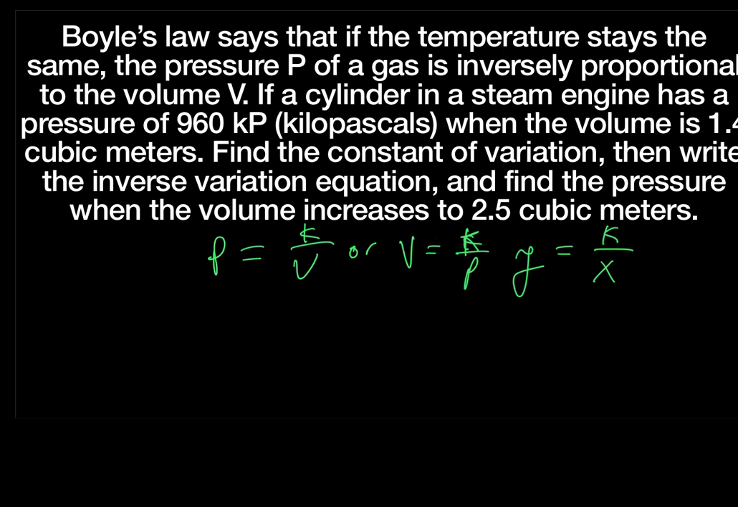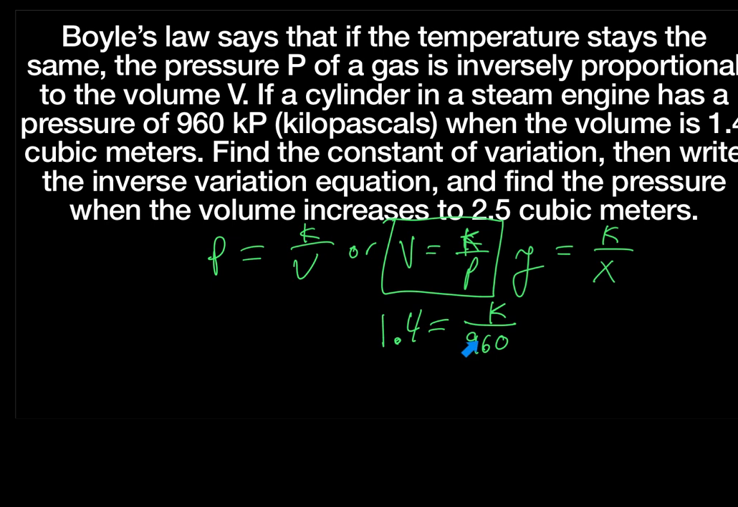So if I use this one, inversely proportional, it says when the volume is 1.4, the pressure is 960 kilopascals, and this is an unknown value K. Again, just taking it up here. When the pressure was 960, the volume is 1.4. So I plug those in the inverse formula.